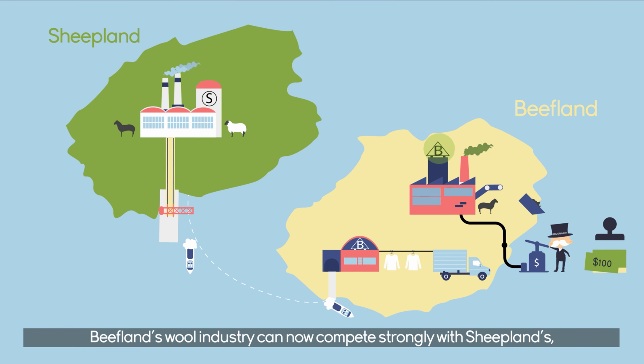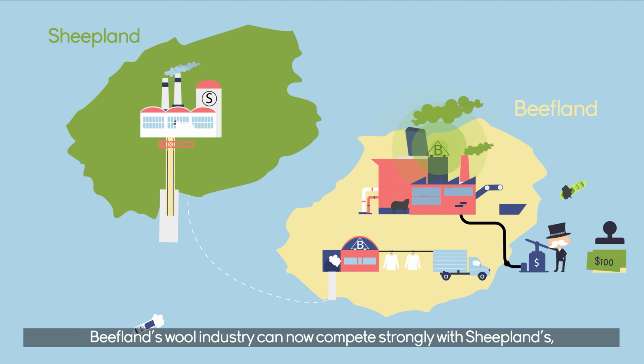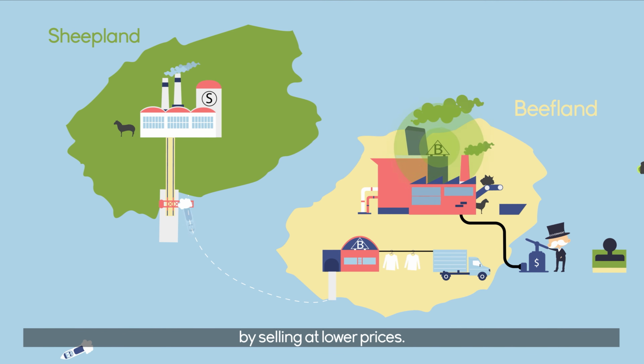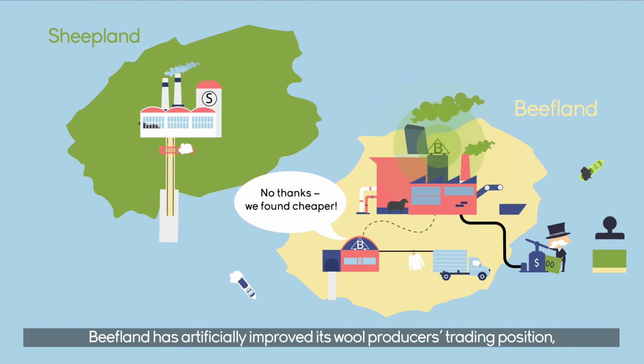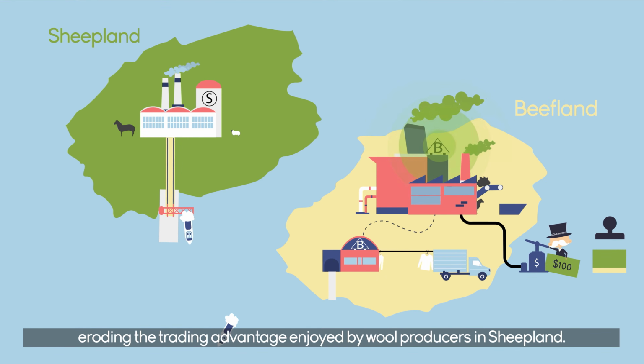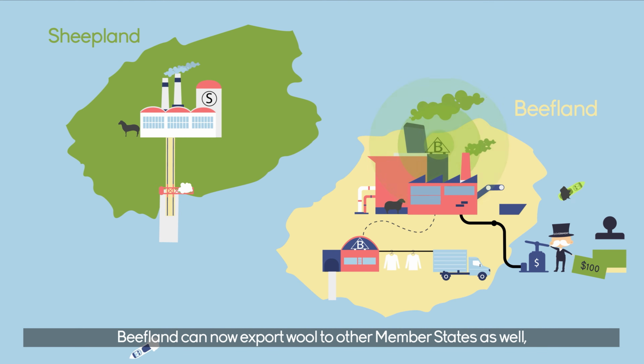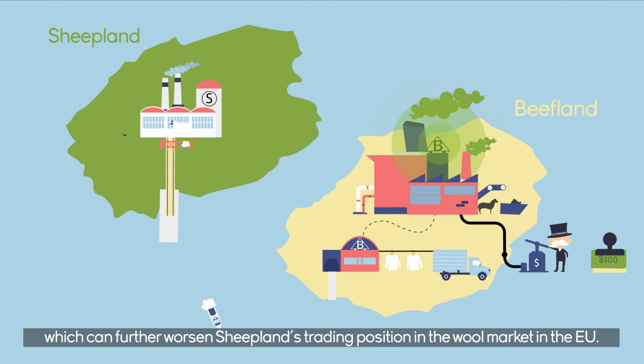Beefland's wool industry can now compete strongly with Sheepland's by selling at lower prices. Beefland has artificially improved its wool producers' trading position, eroding the trading advantage enjoyed by wool producers in Sheepland. Beefland can now export wool to other member states as well, which can further worsen Sheepland's trading position in the wool market in the EU.